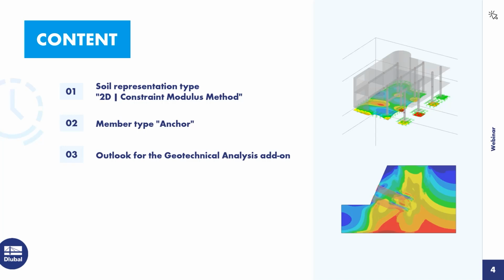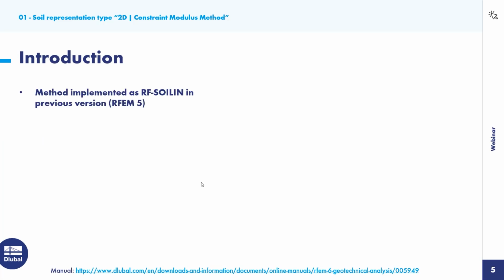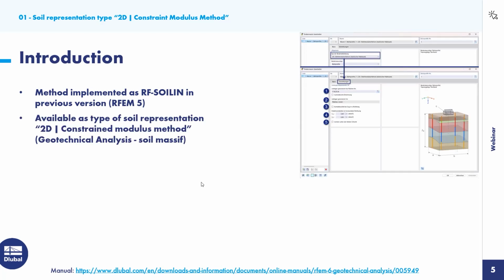Thank you, Andreas, for your kind introduction. Now let's start with two exciting new features of the geotechnical add-on for RFEM 6. First, we will start with the soil representation type 2D constraint modulus method and then go over to the new member type anchor. At the end, I will show a little outlook for new features coming for the geotechnical analysis add-on. So now we start with the new 2D constraint modulus method. This was a former version of RFEM 5 implemented as RF-SOILIN. Now this is available as a 2D constraint modulus method.